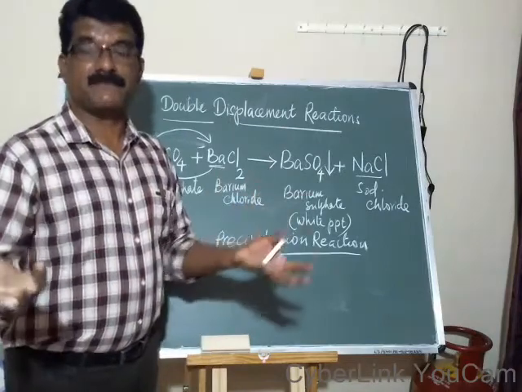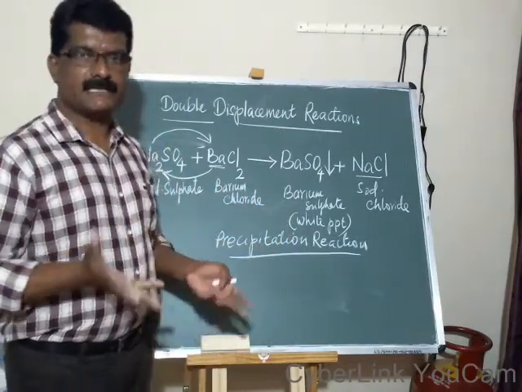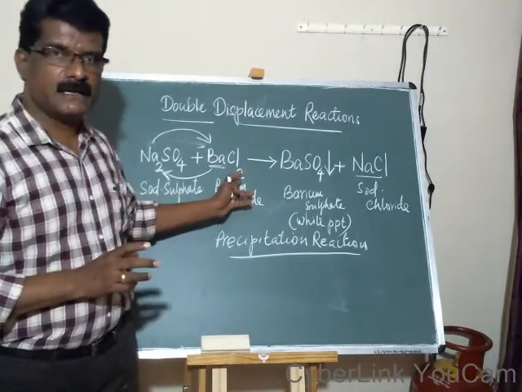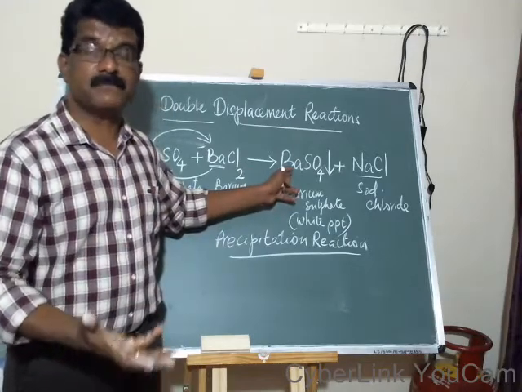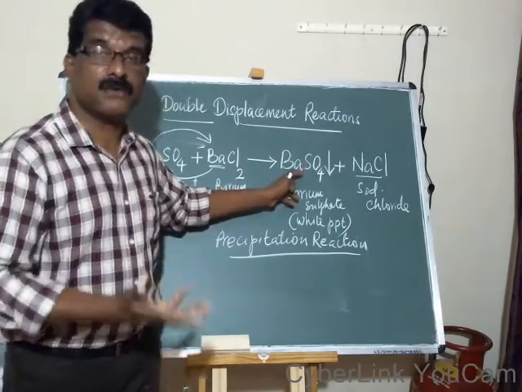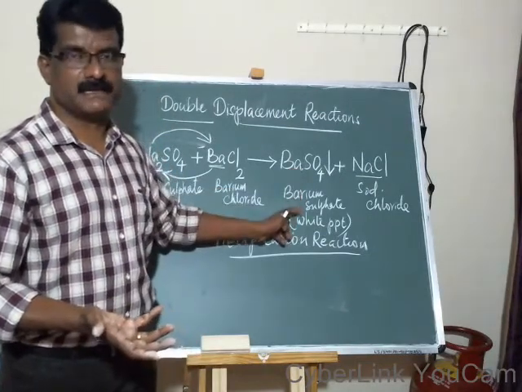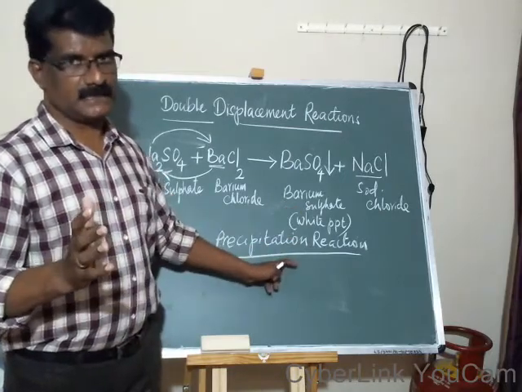If they are asking you to write an example for precipitation reaction, you can write sodium sulfate when it reacts with barium chloride, barium sulfate is formed as a precipitate. That means barium sulfate is formed at the bottom of the test tube as a solid residue. That is called precipitate. And this kind of reaction is called precipitation reaction.